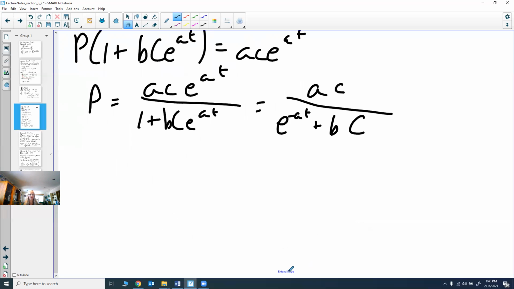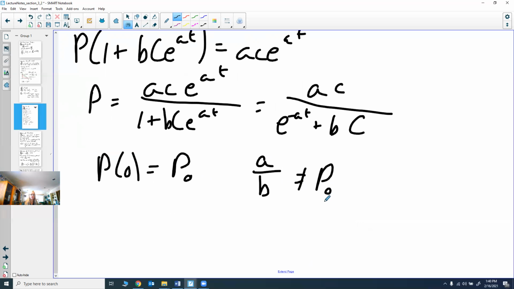It's the same idea. Remember, this was an initial condition. So P of 0 was, we'll call that P0. We'll tell that whatever you start your population at. I will mention that A over B does not equal P0. And if it did, then we would have some problems and things would cancel out that we don't want to cancel out. All right, so there's our equation, and there's our logistic function, and we already saw the logistic curve.